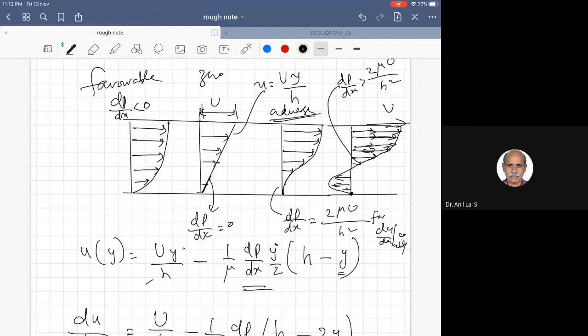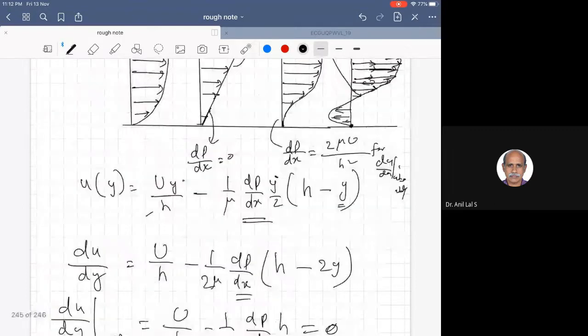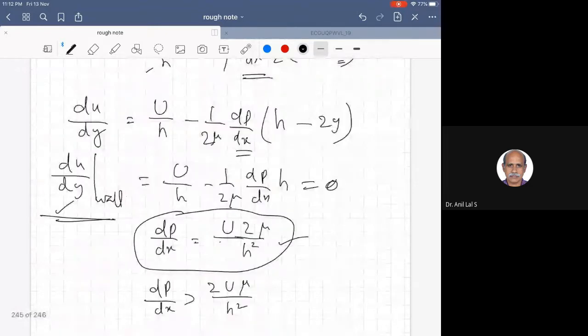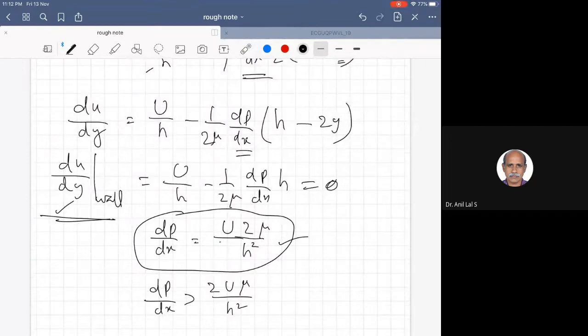So this one I shared with you. We can integrate this and write the discharge also because velocity is there. You can do the integration and find out the discharge also. That I leave as an exercise.